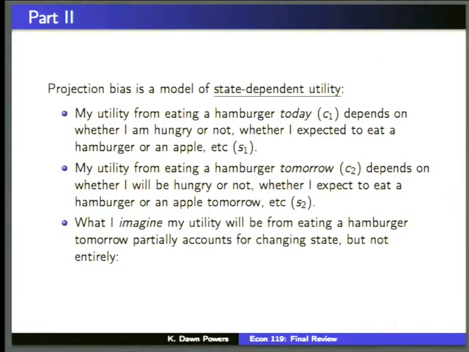So projection bias is a model of state-dependent utility. Let's see. I mean, we've used this phrase in a few contexts. Think of projection bias kind of all by itself. Don't confuse projection bias and state-dependent utility with the use of state-dependent utility in other contexts.